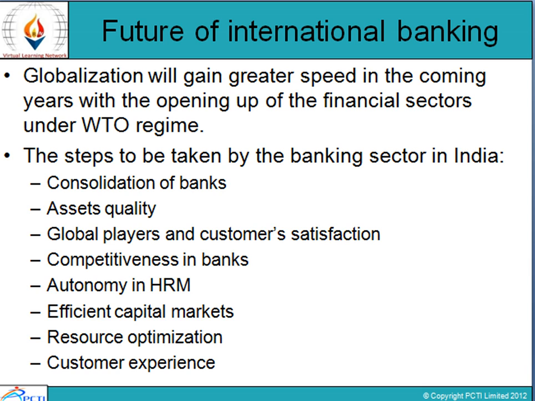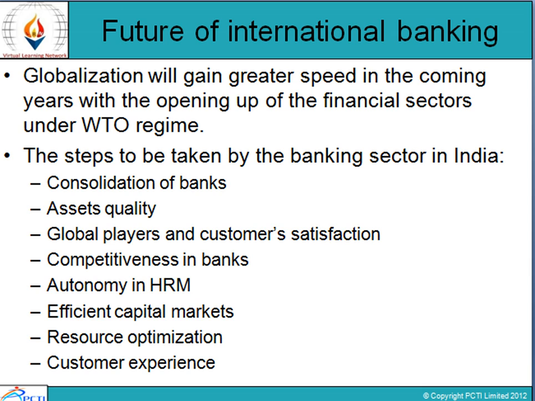Third is the competitiveness in banks. Domestic banks should begin to move themselves to be as competitive as possible. Autonomy in HRM areas, such as deciding categorization of branches or vacancies, should be given to the bank. Then an efficient capital market is required to be developed to channelize private savings into infrastructure financing.